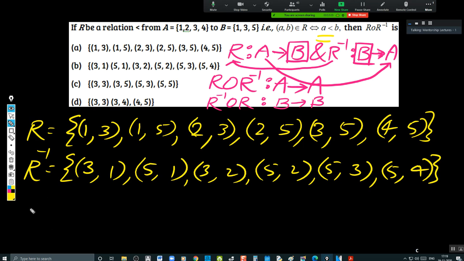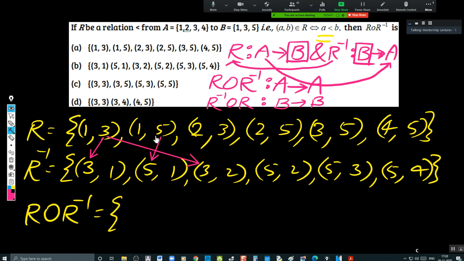Now, what do we need according to the question? R o R inverse. R o R inverse is equal to, you have to delete the common element of R's range and R inverse's domain. Just see this. 3, 3 is there. Eliminate. 5, 5 is there. Eliminate. And one more 3, 3 is there. Eliminate. Any more 5? Yes, 5 is there. Eliminate. 2, 3: any 3? Yes, it is there. Eliminate. Any 3? No. Any 5? Yes. Eliminate it. And 3, 5, yes, it is there.